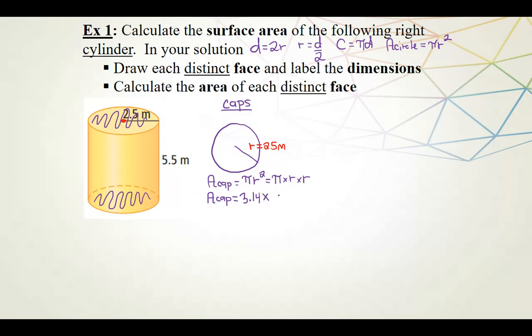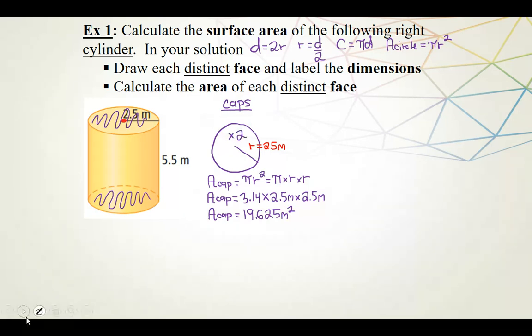So 3.14 times r, which is 2.5 meters, multiplied by 2.5 meters, and we get the area of the cap is going to be equal to 3.14 times 2.5 times 2.5, which is 19.625 meters squared. And this cap repeats twice.